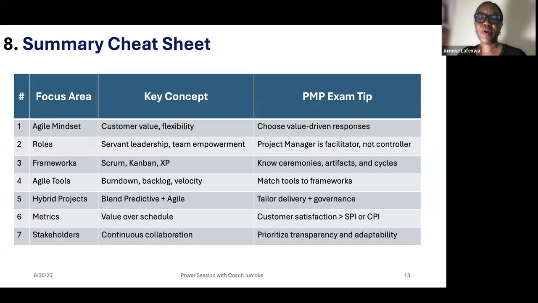And then you prioritize transparency and adaptability when it comes to the exam. And that is why we are encouraging, what is it called? Information radiator or the Kanban board, where everybody can see where we are when it comes to risk, when it comes to performance, visible to every stakeholder. It will be the board which should be placed in a conspicuous place where everyone can see it. So this is my summary cheat sheet.